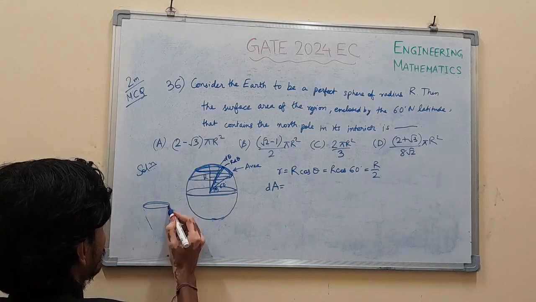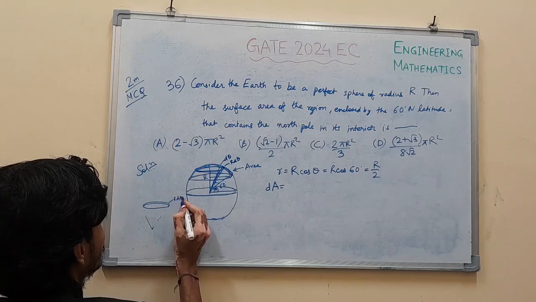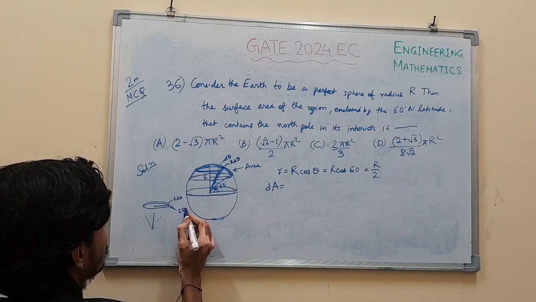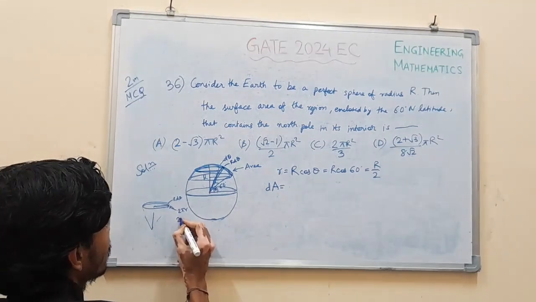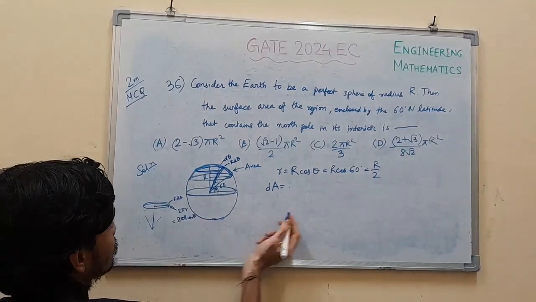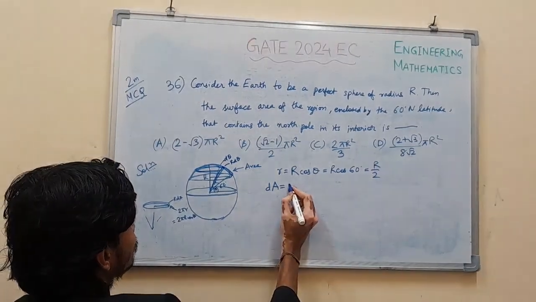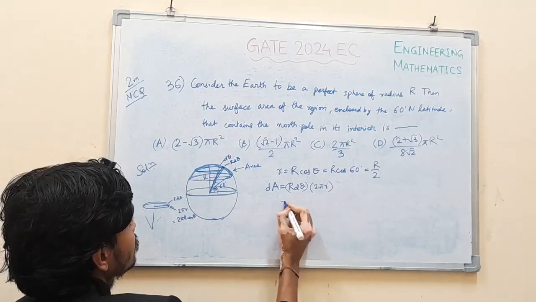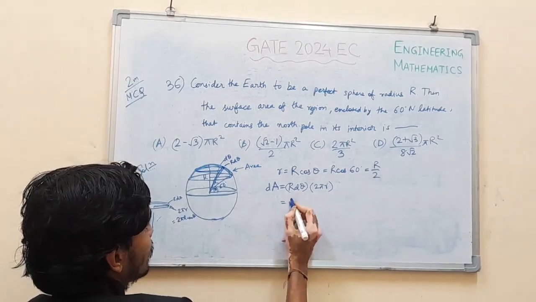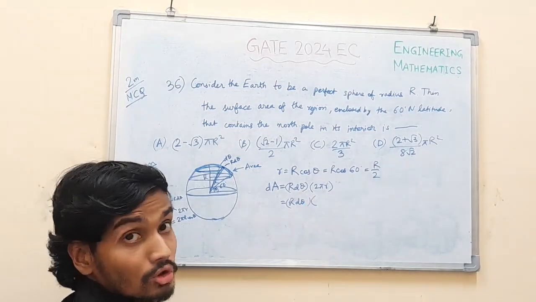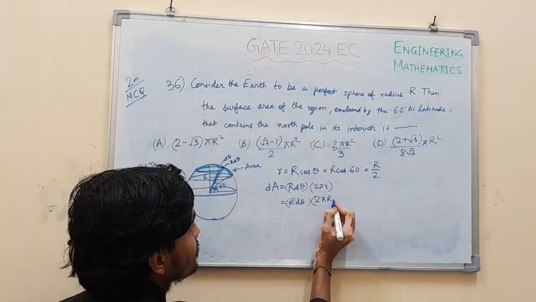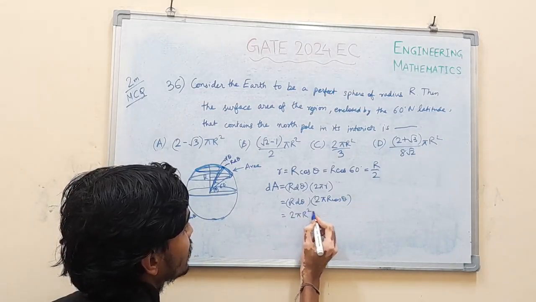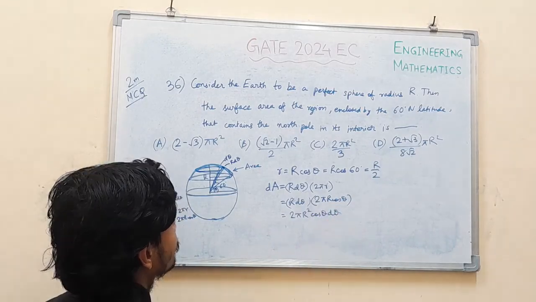This is R d theta, the thickness, and the perimeter is what? 2 pi times the radius of the circle, which is 2 pi R cos theta. So dA will be R d theta times 2 pi R cos theta. If you simplify, you will get 2 pi R square cos theta d theta.